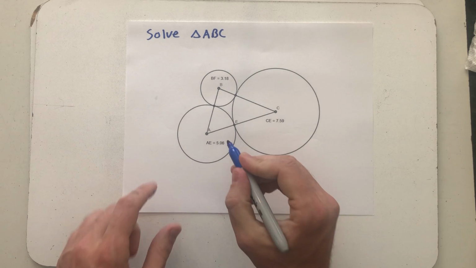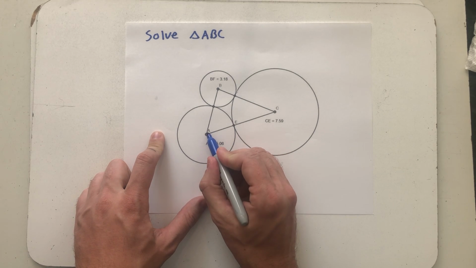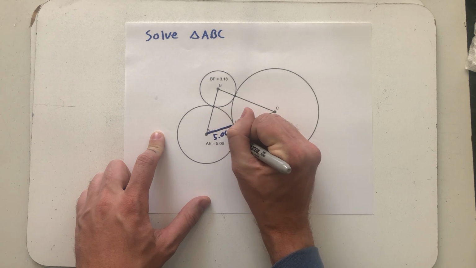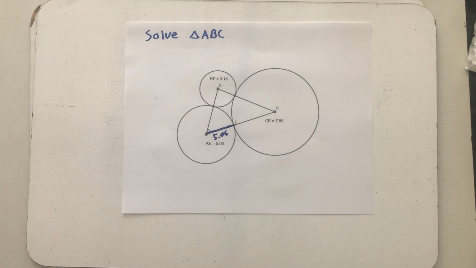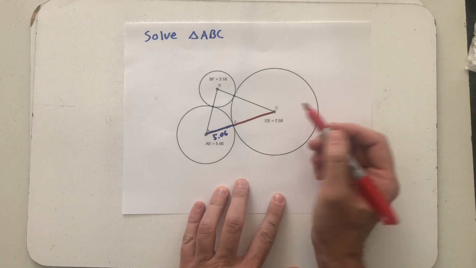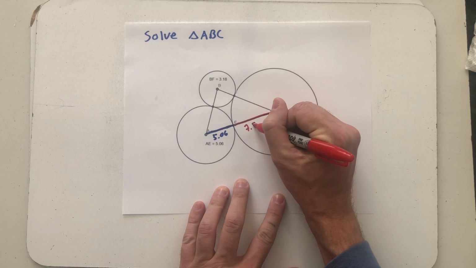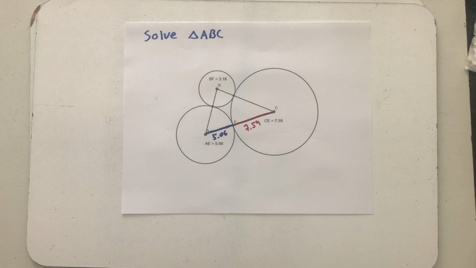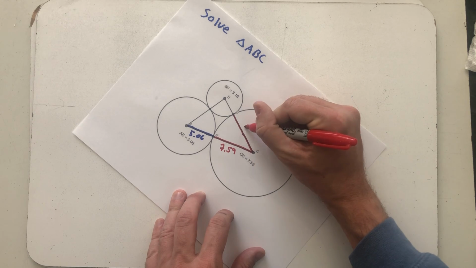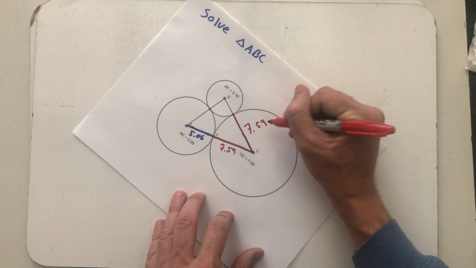And I'm told that the distance between A and E is 5.06. No units given. Over here, I'm told that the distance between C and E is 7.59. So I see these as radii, right? I'm given the radii of these circles. Well, if that's a radius, that means this distance over here is also a radius, which means that's 7.59 as well.